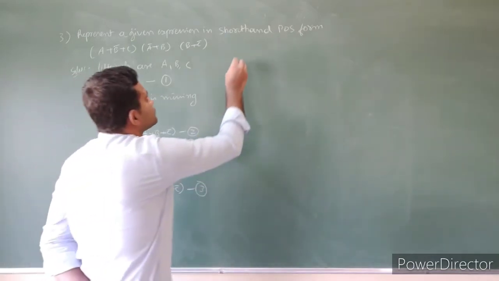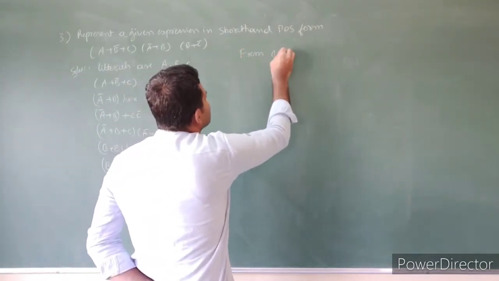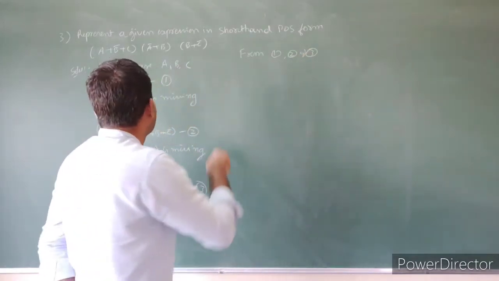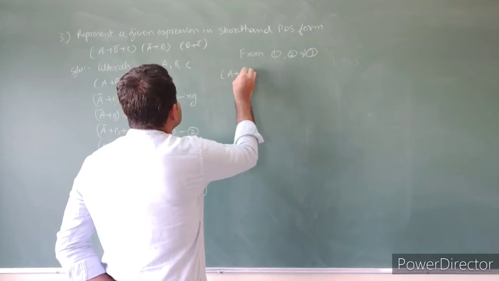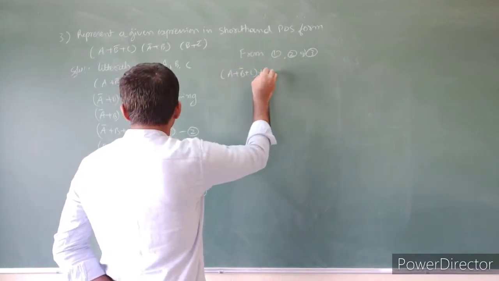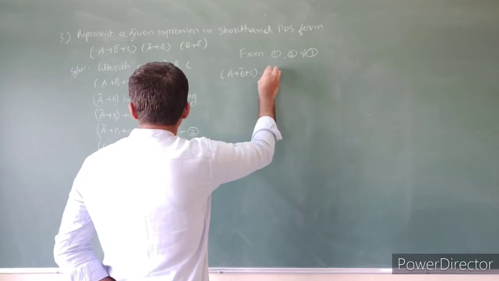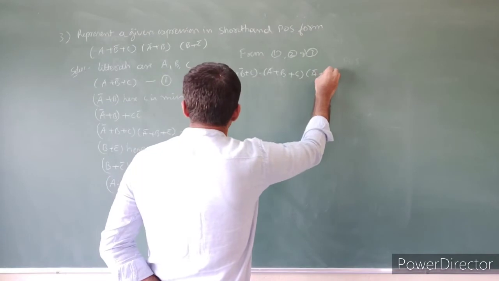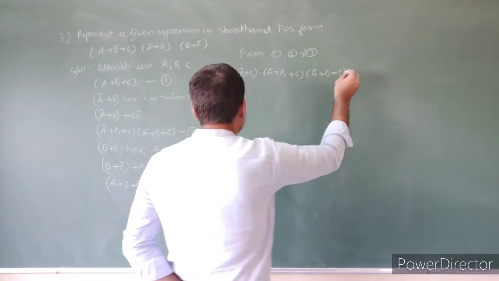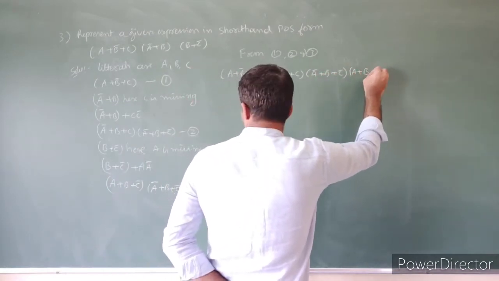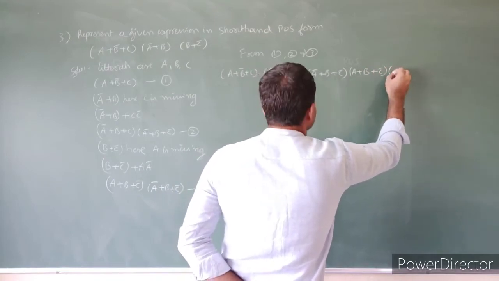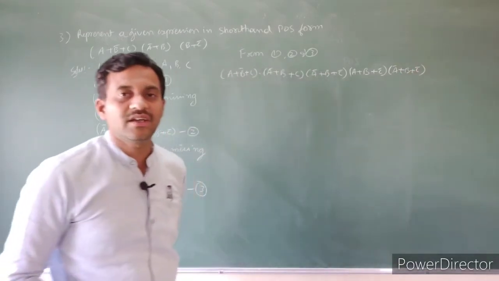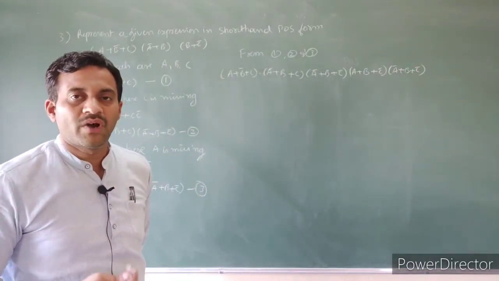Then combine expressions 1, 2 and 3. Combined expression 1, 2, 3, we get A plus B bar plus C. Okay, here is a multiplication: A bar plus B plus C. Another one is A bar plus B plus C bar. Next one A plus B plus C bar. Next one is A bar plus B plus C bar. So it is the expression after combining 1, 2, 3.